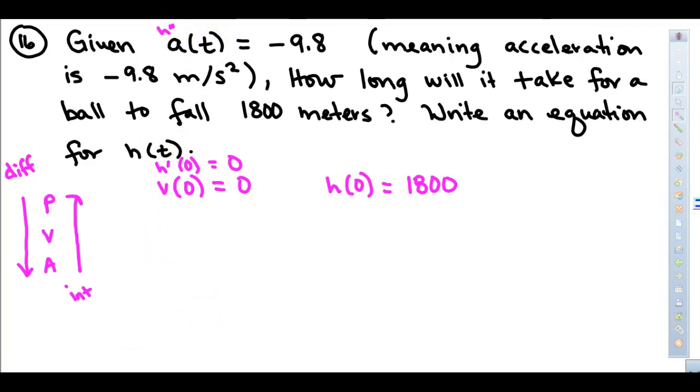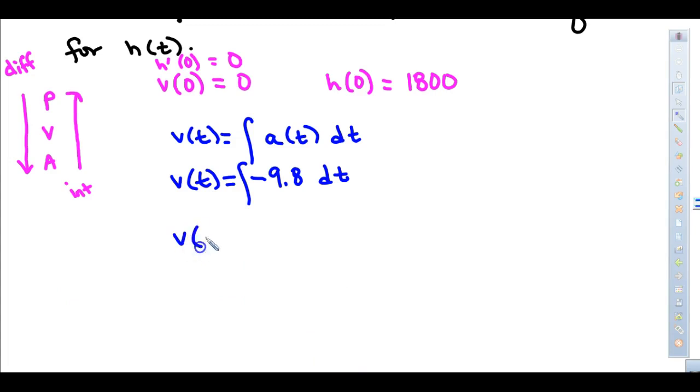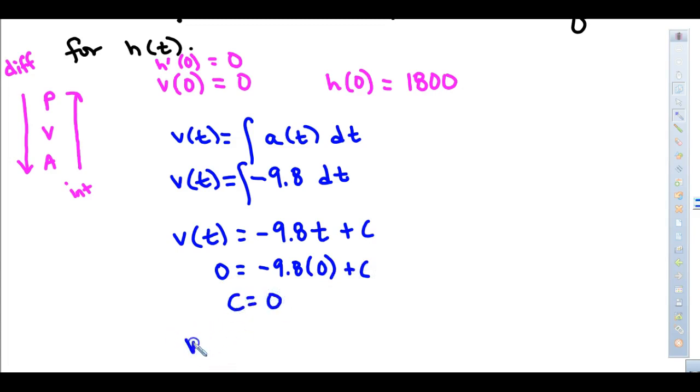So let's integrate acceleration. So v of t means you integrate a of t dt. So your velocity means we're going to integrate negative 9.8 dt. Well, that's a constant, so all I have to do is multiply that constant times t, and my velocity function is negative 9.8 t plus c. Using this ordered pair, I'm going to figure out c. Put 0 in the place of your v, and 0 in the place of your t. So c is 0. Therefore, v of t is simply negative 9.8 t.